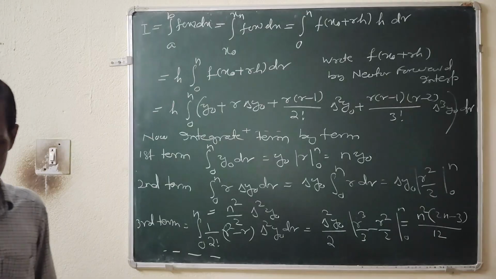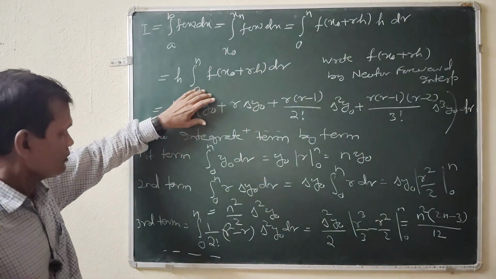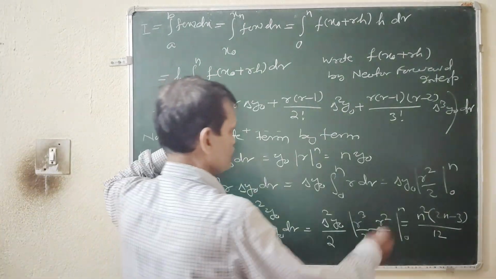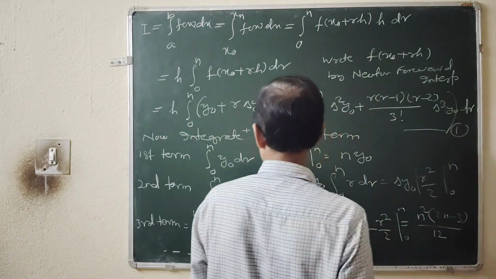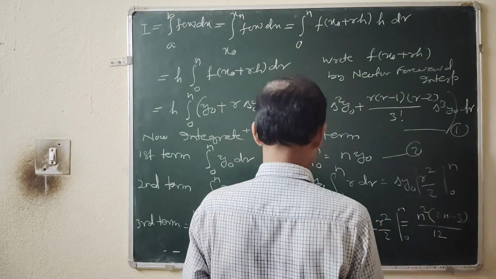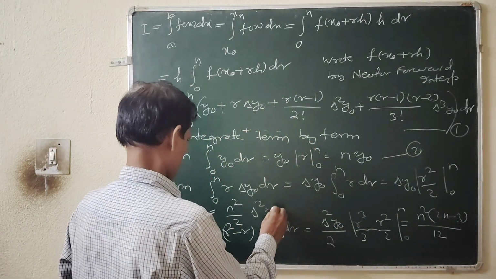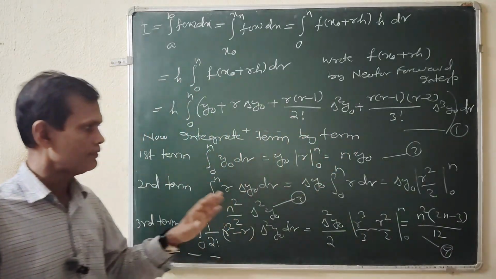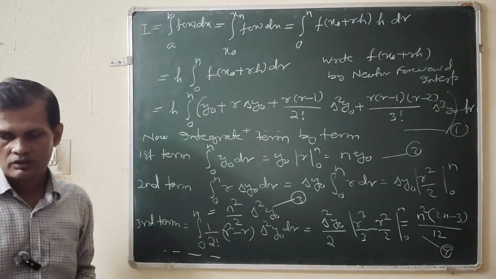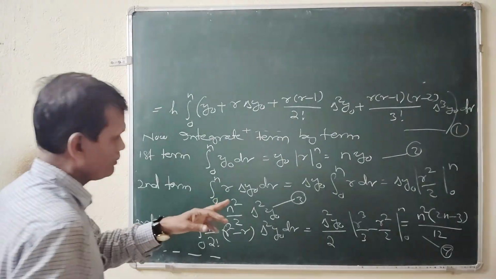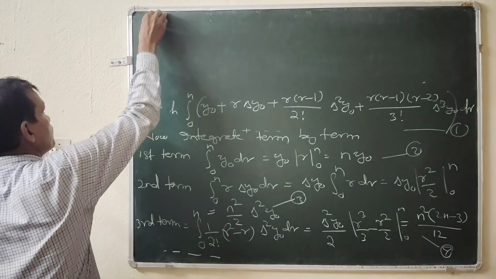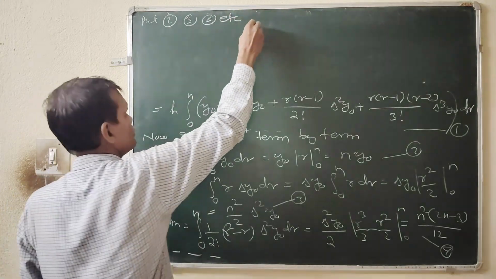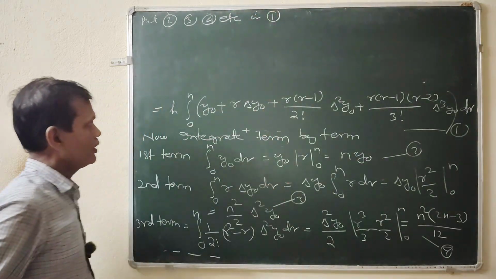Now this is the total integration. We have integrated term by term. Now you put all those values in these equations. Suppose this is your equation 1, this is 2, this is 3, and this is 4. So you put 2, 3, 4, etc. in equation 1 and see what happens. What do we get?